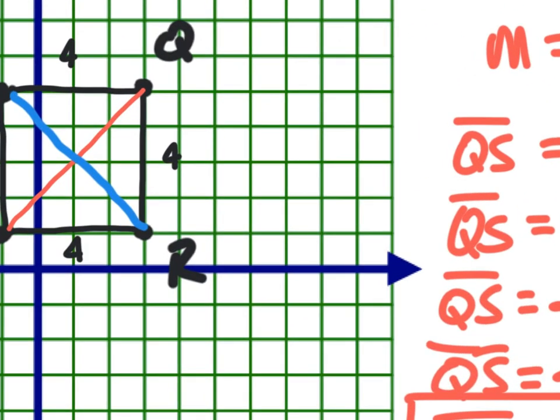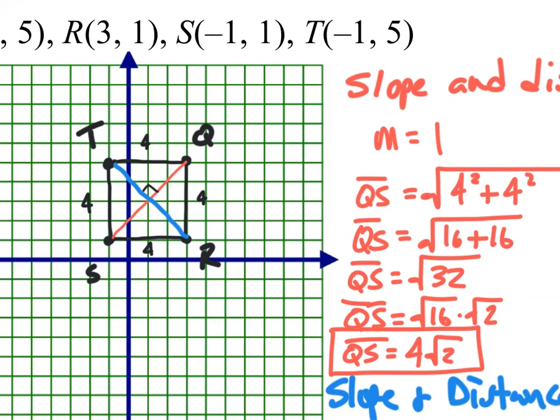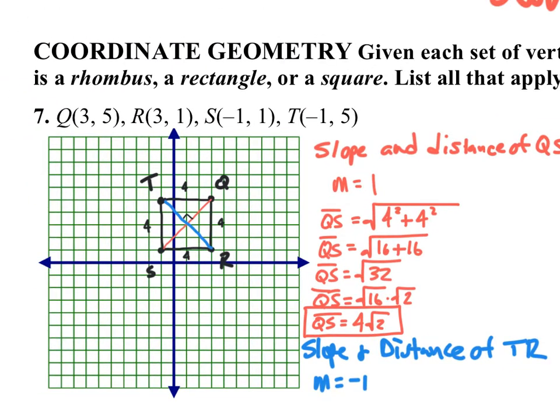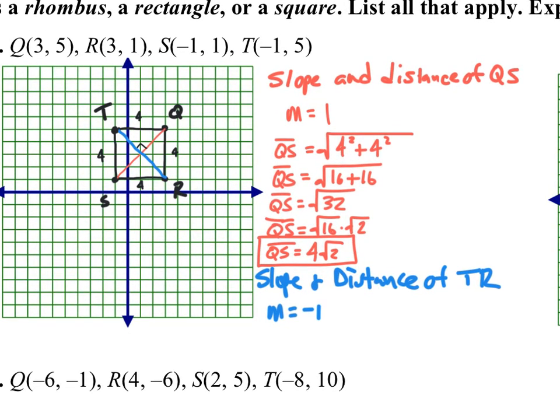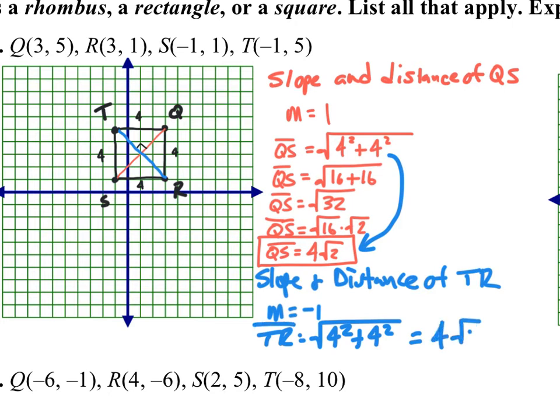So because these diagonals are perpendicular, I know that I at least have a rhombus. I could have a square, so I need to check the distance. If I wanted to check the distance of TR, I know that's just the square root of 4 squared plus 4 squared, which we've already done the math for. I'm just going to go straight to that answer and say that the distance of TR is 4 times the square root of 2.